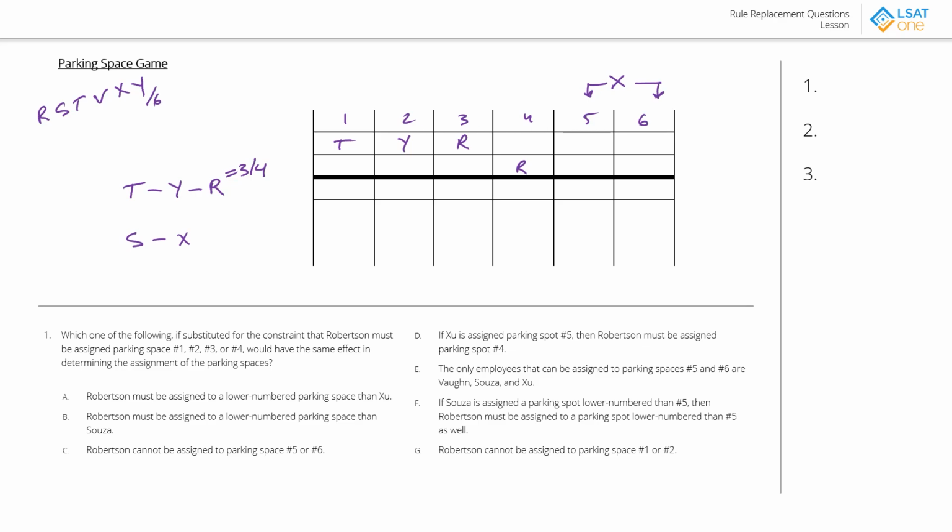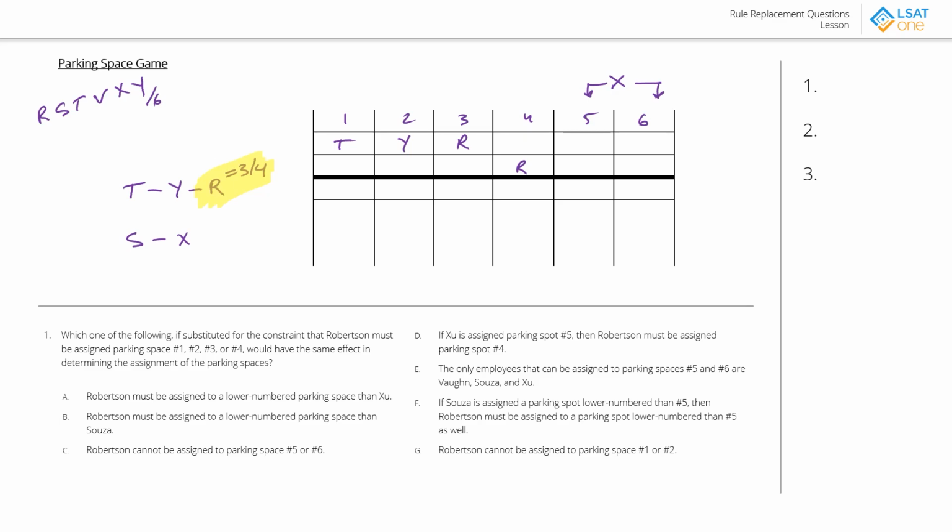All right, so let's take a look. So the question itself is asking, which of the following, if we substituted it for the rule that R has to go into the first 4 positions, would have the same impact on the game? And really, when it says the first 4 positions, functionally, that just meant the 3rd or the 4th position. So the question is basically, what would replace this rule right here that R has to either go into 3 or 4? Let's take a look.